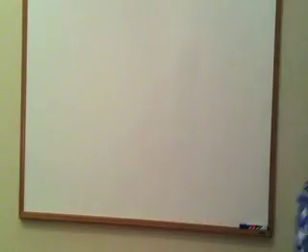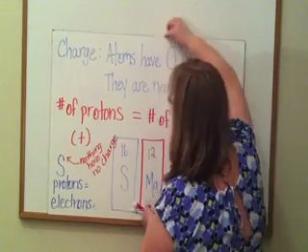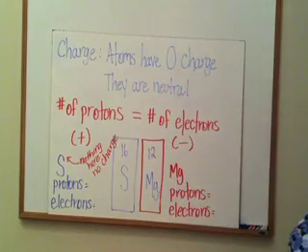Okay, well, let's move on to charge now. We're not going to talk about mass anymore. We're going to talk about the charge on an atom. And the two subatomic particles that have charge are the protons and the electrons. The protons are positive, the electrons are negative.